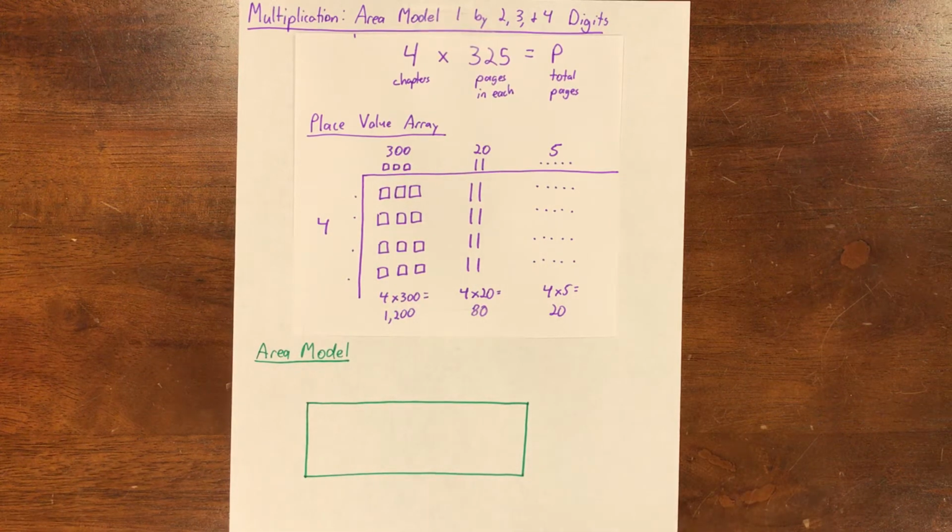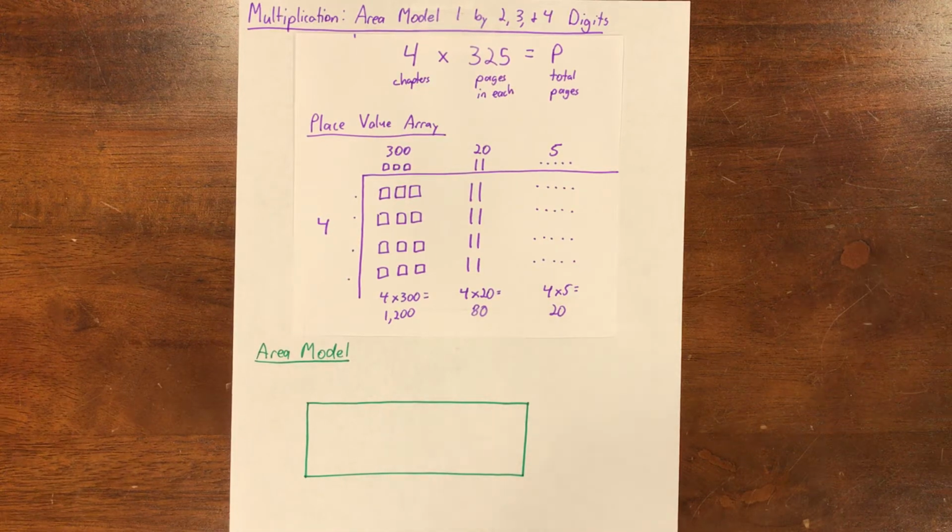Okay, so then what will the area of this rectangle eventually tell us and why? Go ahead and say it out loud. Yeah, the area of the rectangle is going to be the product of 4 and 325 because the area, right, is the length times the width.